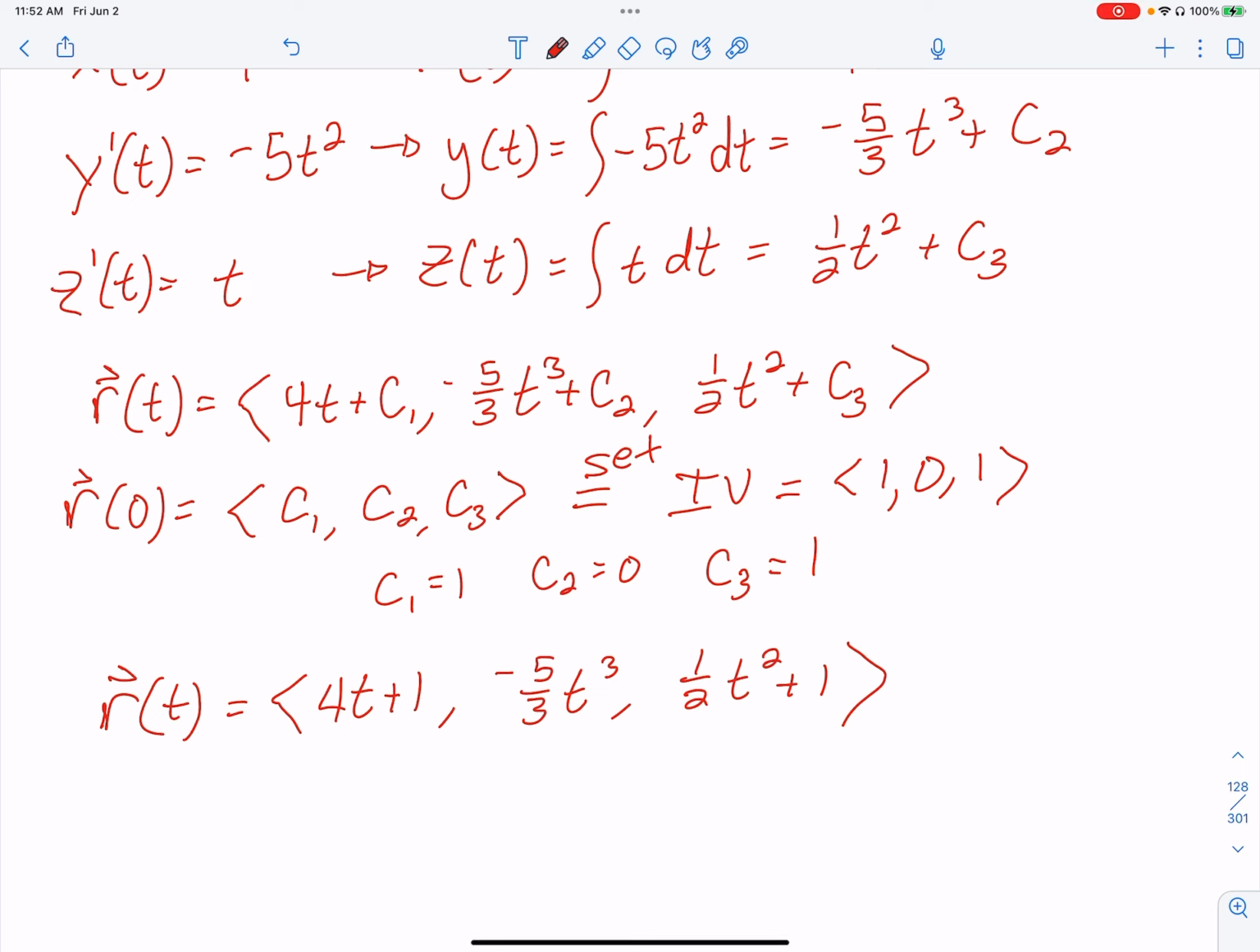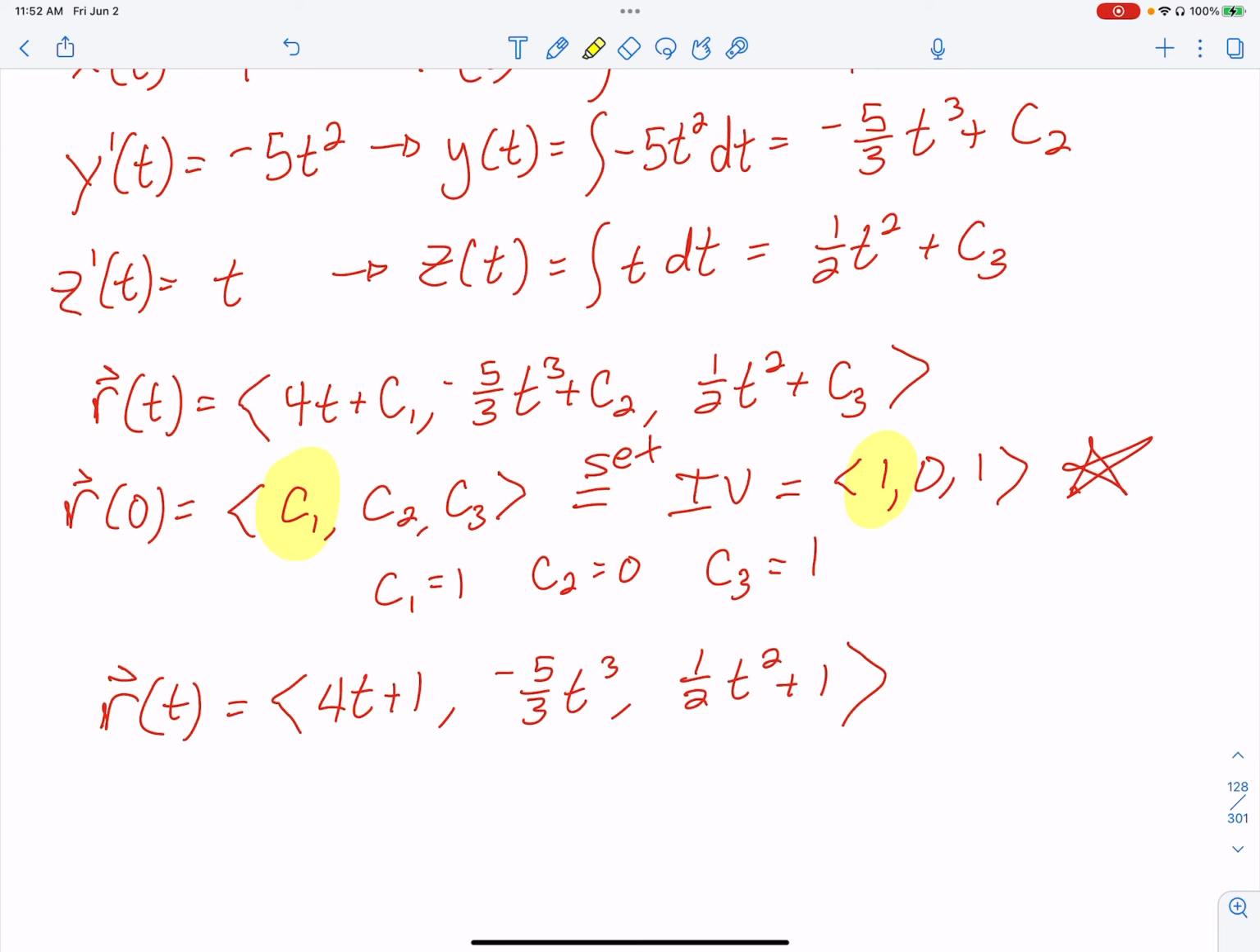We work backwards. Remember, the initial value is what allows me to find my constants. Sometimes they'll be this clean where you can literally just look at it. Sometimes you're going to have to take this component, whatever that's going to be, and set it equal to that one and solve. It may not just be a c1. It may be a 4t squared plus c1 equals this, or when you're plugging in your 0, you may get 36 plus c1 equals 1, and you have to figure out what c1 is. You just work backwards.